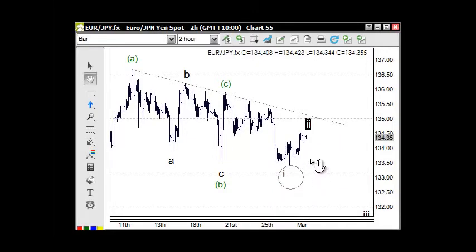And if we do start to get 5 waves up off this low here, which I'm going to explain in a moment, then we're going to get an A and a B and a C, and then we'll go up from that point there.